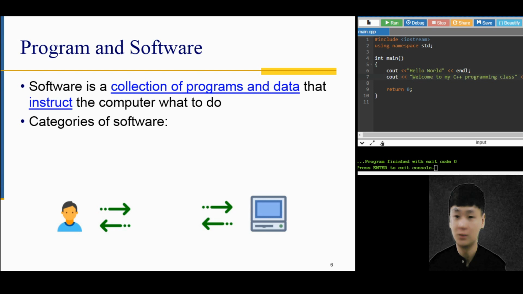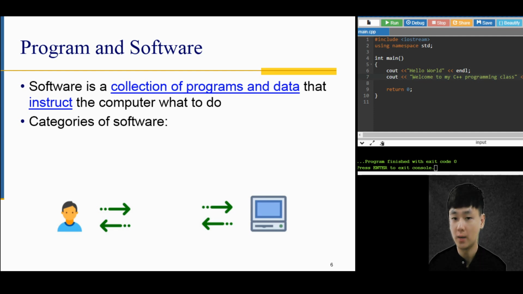As I mentioned earlier, you as a programmer need to write a program, or the instructions, to instruct the computer to do work. So in this case, you need a platform that allows you to write the program. So this is where the software comes in. By definition, software is a collection of the programs and the data that instruct the computer what to do.